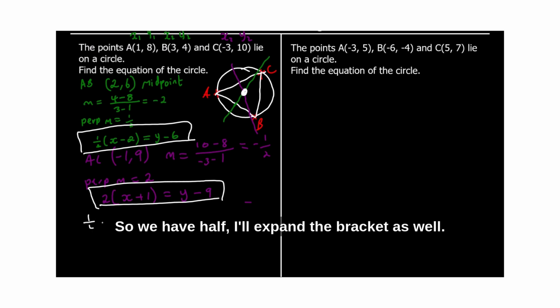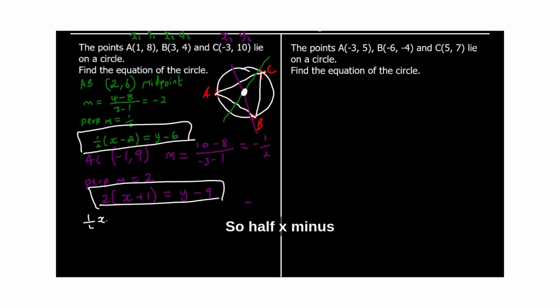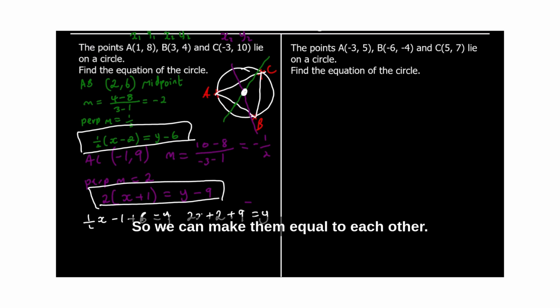So we have half, I'll expand the bracket as well, so half x minus 1 plus 6 equals y, and 2x plus 2 plus 9 equals y for the other one. So they're both equal to y, so we can make them equal to each other.